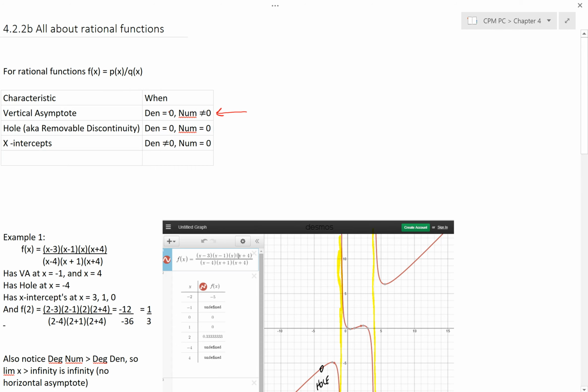When the denominator is 0, but the numerator is not 0, that gives you vertical asymptotes. So let's say the number 2 makes the denominator 0, then x equals 2 would be a vertical asymptote. Any number that makes the denominator 0 but not the numerator. And if we have a number that makes both the numerator and denominator 0, then that creates a hole. And if we have an x value that makes only the numerator 0 but not the denominator, then that gives us an x-intercept. Okay?